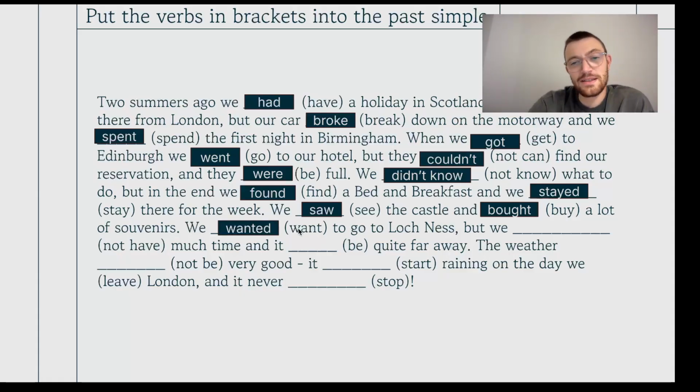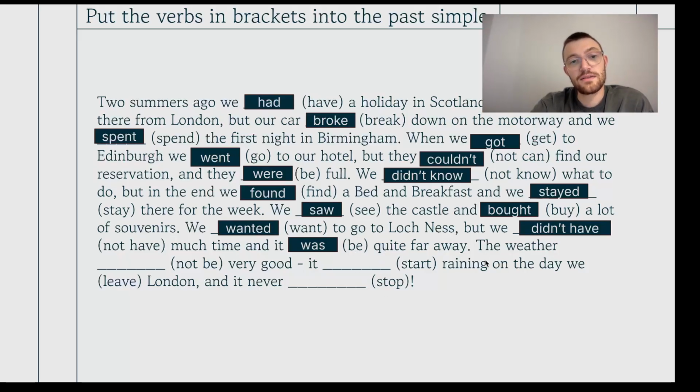We wanted to go to Loch Ness, but we didn't have, so we got not have there. We need to put in the auxiliary verb, do, put it in the past tense, did, and we need to make it negative. We can put not, and we can contract it, make it didn't, and we have. So we didn't have much time, and it was quite far away. Be, going back to was, it was quite far away.